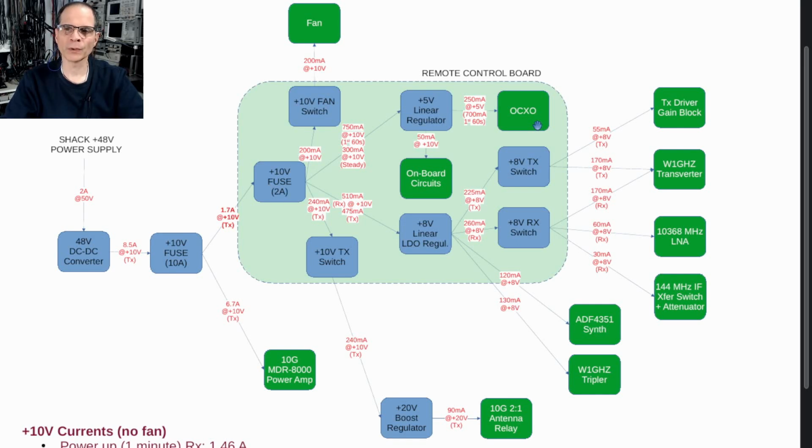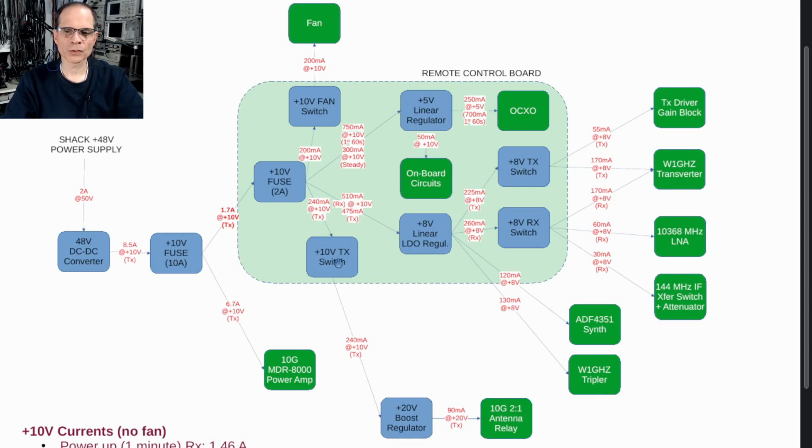It's a 5 volt unit. At power up, for about 1 minute, it draws 700 milliamps, but it lasts around 1 minute. Maybe if it's minus 20 outdoors, it's going to take 2 or 3 minutes. But during that time, it's probably best not to transmit anyway, because you are drifting. Now, in steady state, it draws around 250 milliamps on that 5 volt bus.